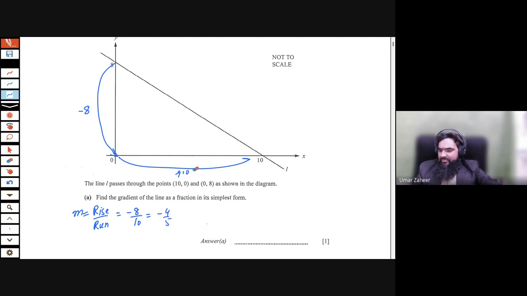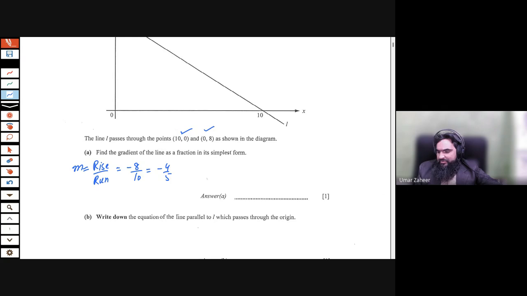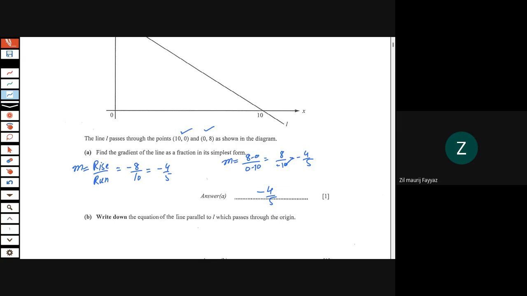And if you want to find the gradient with the help of the formula, we know these points are given. So we can find it by y2 minus y1, so 8 minus 0, divided by 0 minus 10. That will be 8 over minus 10, which is minus 4 over 5. You will get the same thing. We find the gradient by using rise over run, and here by y2 minus y1 divided by x2 minus x1.